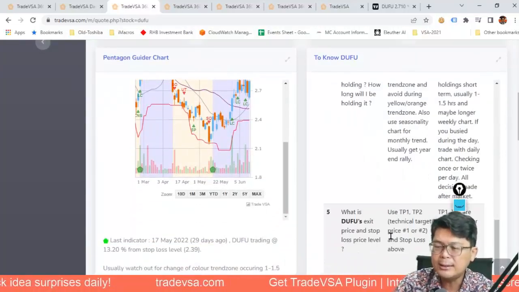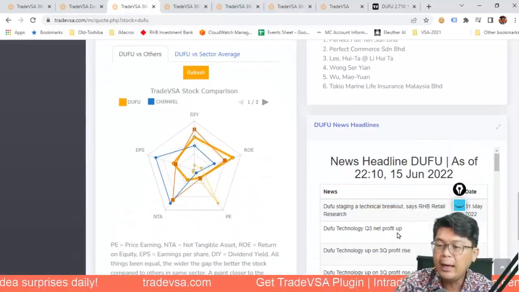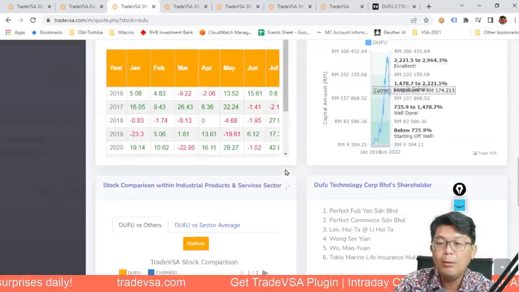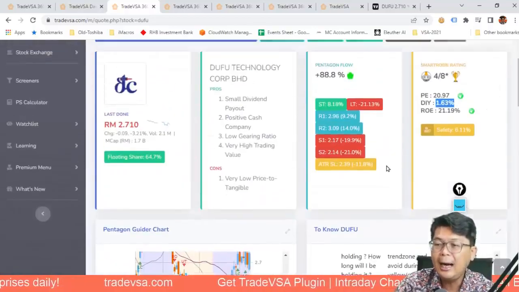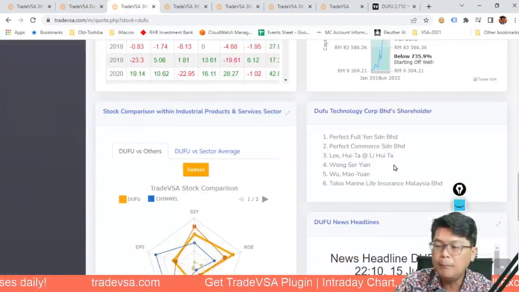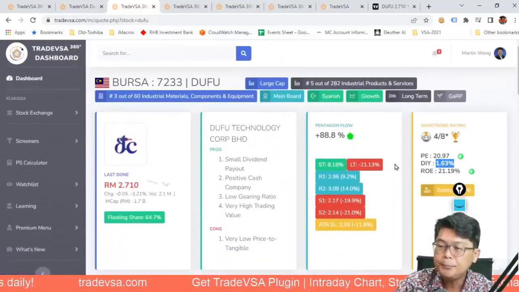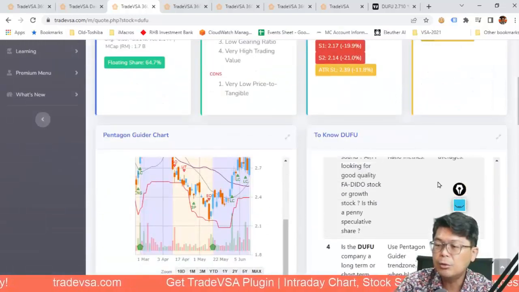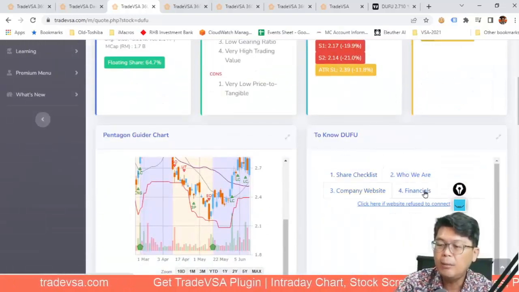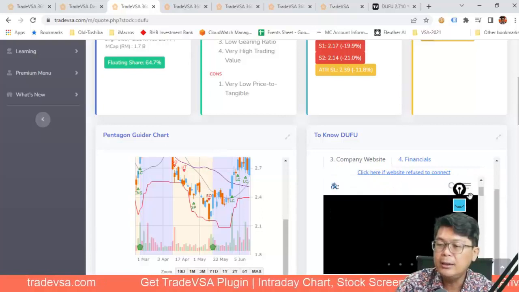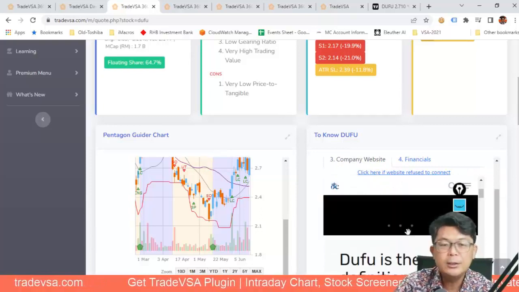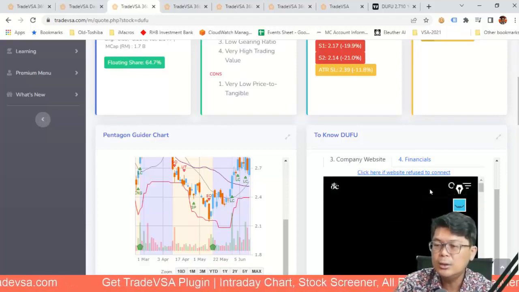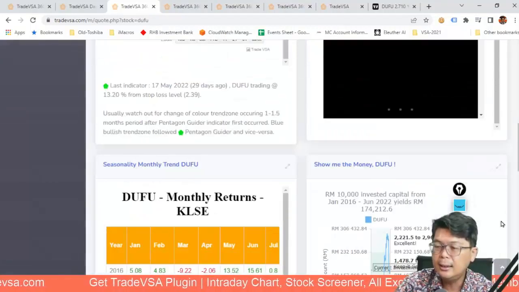Now that it has recovered, we can also look at some of the other news that DUFU has, staging breakout on net profit. No wonder the net profit is doing well. I do think they are in the hard disk business. If you want to know more about the company, you can always go to this in here. Let me scroll up a bit, and you can look at the company website. It's coming up in here, and you can check it out.